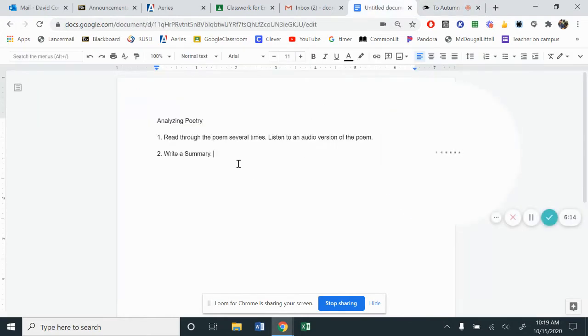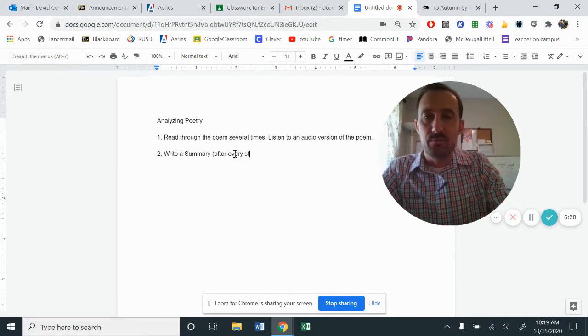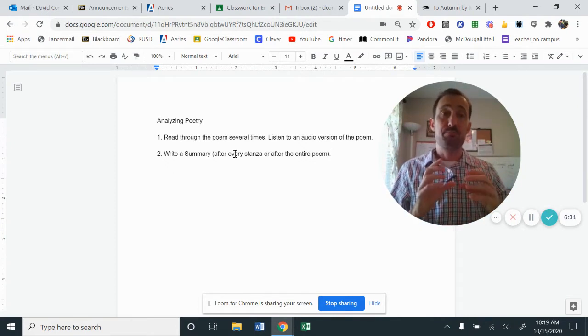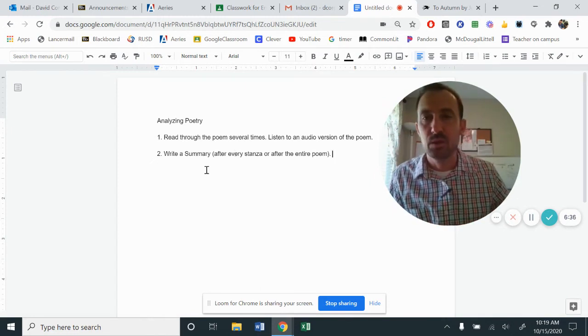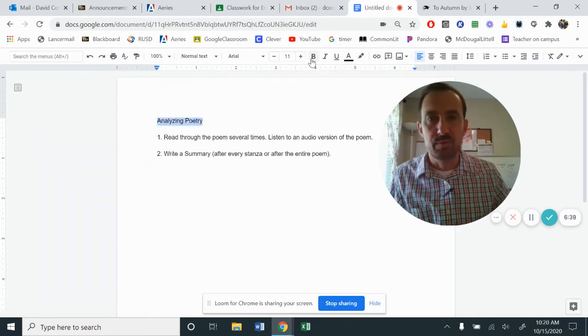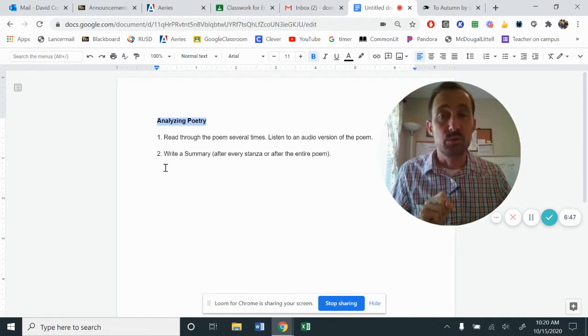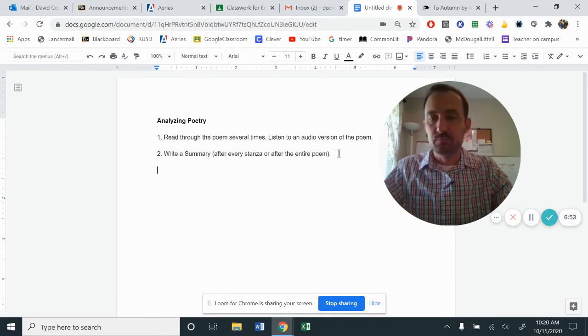If you are able to write a summary, and this can be after every stanza or after the entire poem, okay? If you do that, you're able to kind of sit back and be like, okay, this is what the poem's really about, and know the summary, know the substance of what we're studying, okay? So analyzing poetry, we've got two first things, very basic. Read through the poem several times, listen to an audio version if that's available. The second one is you're going to write a summary, okay? What is that poem actually about, all right?